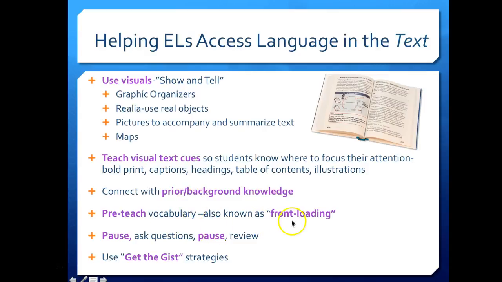Pre-teach vocabulary, that intentional teaching, front-loading. Pause, ask questions, pause, review ELLs. But so many students will benefit from this, not just ELLs. Get the gist strategy. So summarize in 10 sentences: write 10 sentences about what this reading was about and put them in order. Something similar like that.